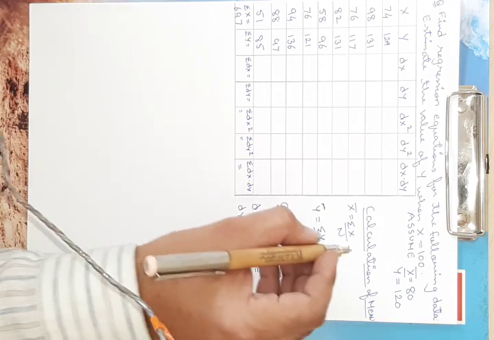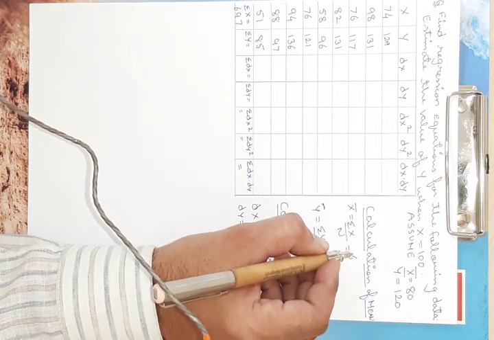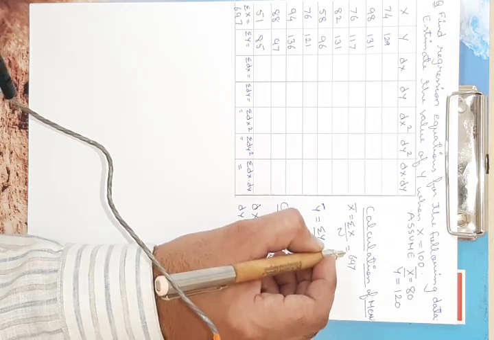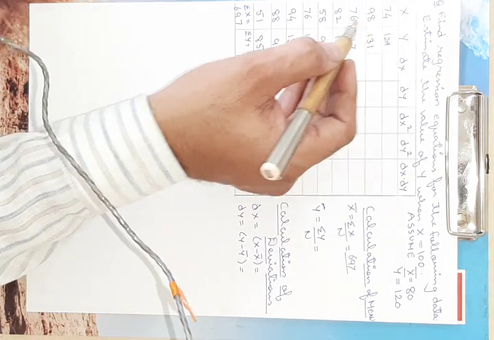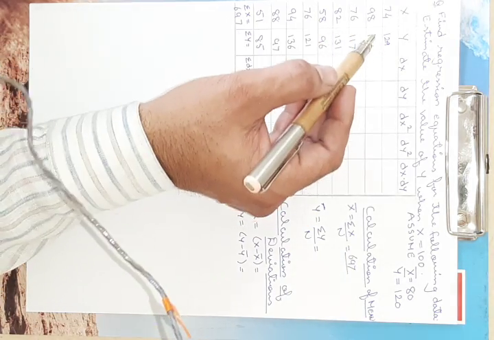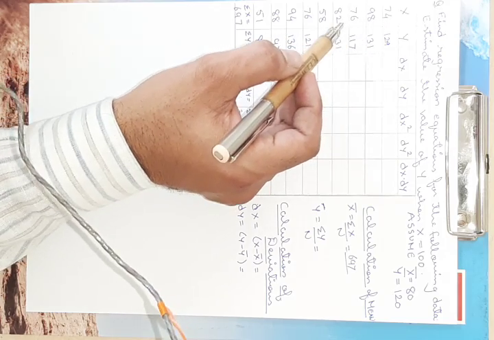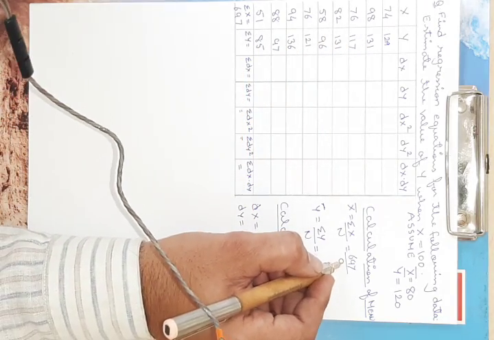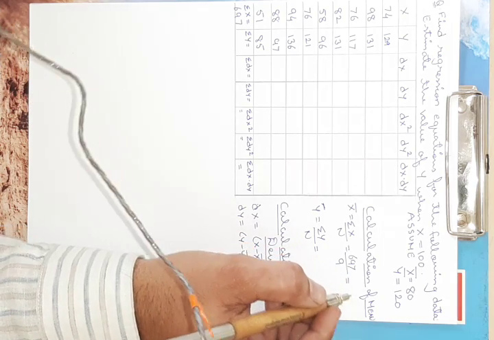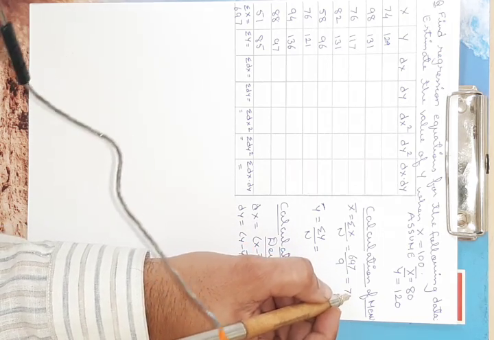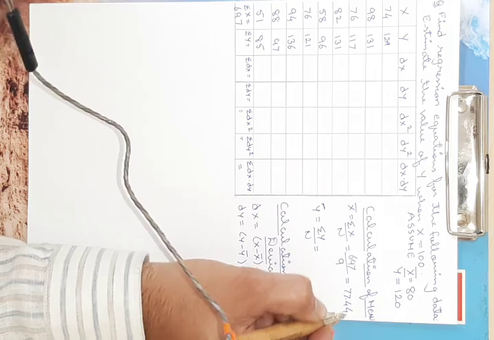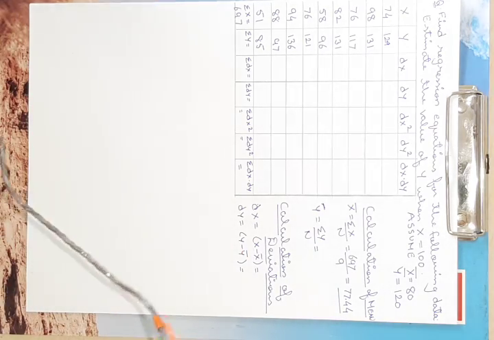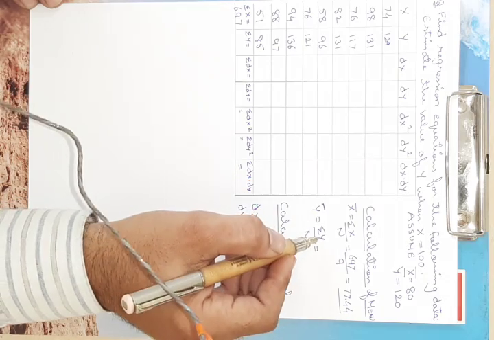697. Similarly, here we are going to write x bar is summation of x, 697, divided by n, that means the total number of observations. Here the total number of observations are 1 2 3 4 5 6 7 8 9. So the total number of observations is 9. So 697 divided by 9 comes out to be 77.44.